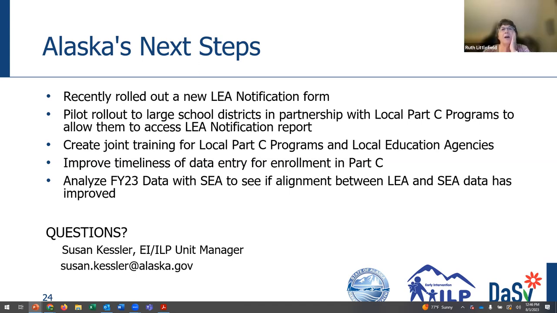Question in the chat asking, how do you incorporate opt-out into the automation? Yeah, so right now when the report is generated, if the local program has checked a box, called opt-out, in that child's database record in our statewide data system, it will suppress notification for that child.